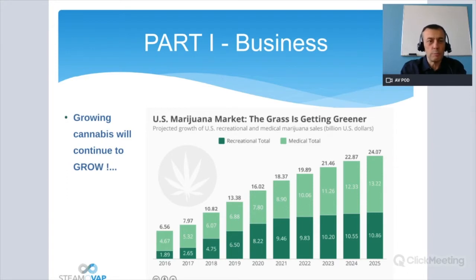So first, the business for marijuana was booming in Canada last year. Now it's settled down a little bit, but it's still a growing market and it will keep growing. If you look at the graph between 2017 and 2019, you see the growth is practically double every 2 years.